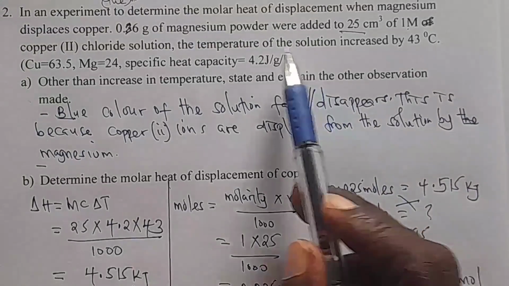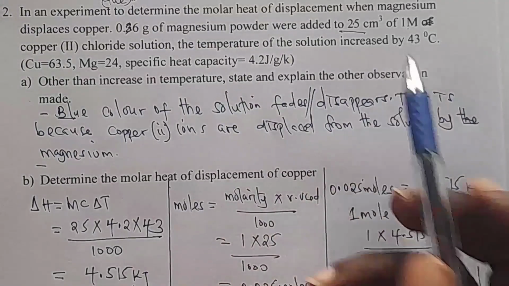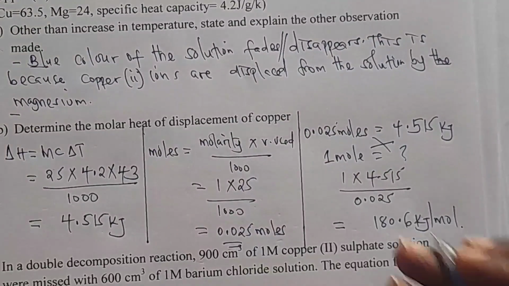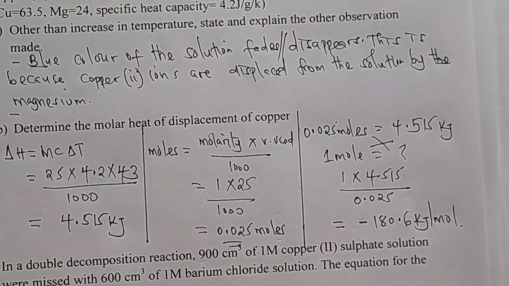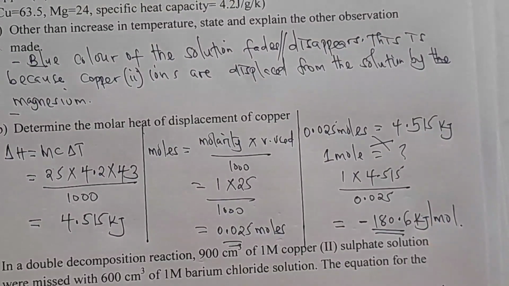We are told the temperature of the solution increased by 43. So if the temperature is increased, that's an exothermic reaction, and exothermic reaction is given negative sign.